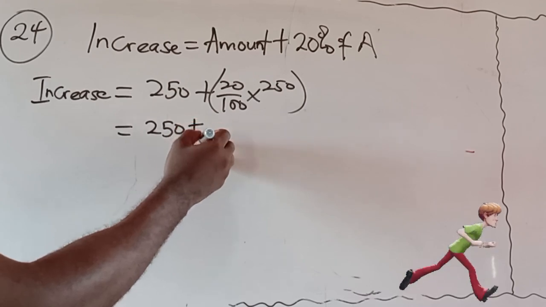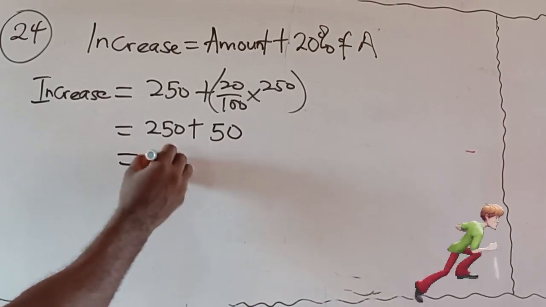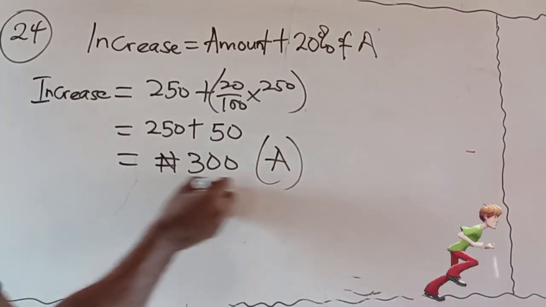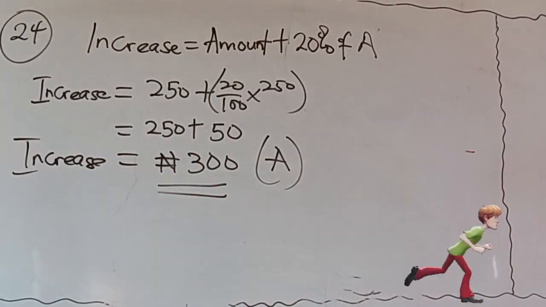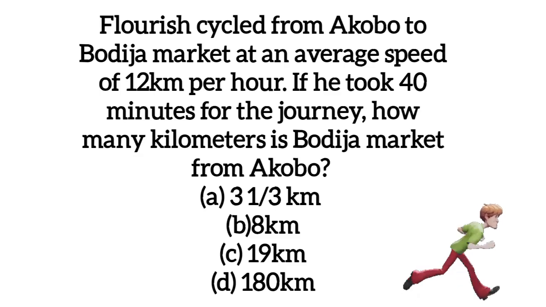So now 250 plus 50. 50 will be the result, because when you cut it, you can see 0 cancels 0, that one will be 5. 5 goes in 250, we have 50. That's why when you add it together, we have 300 as our final answer. So scholars, hope you are enjoying this work. I know common entrance is sure for you when you follow this work very well. Now, Flourish cycled from Akubo to Bodija market at the average speed of 12 km per hour. If it took 40 minutes for the journey, how many kilometers is Bodija market from Akubo? All these are the options.